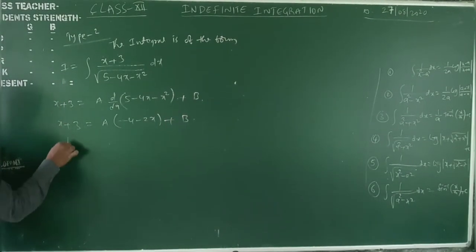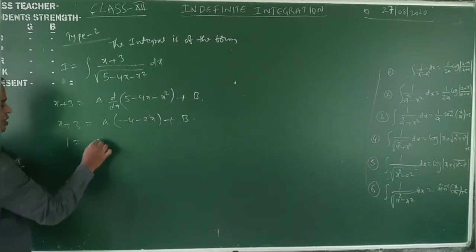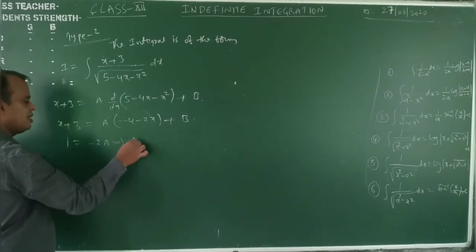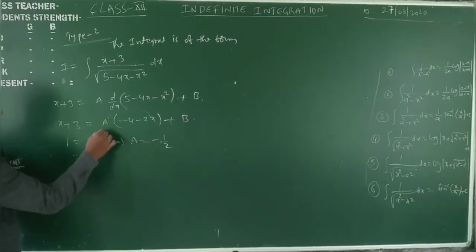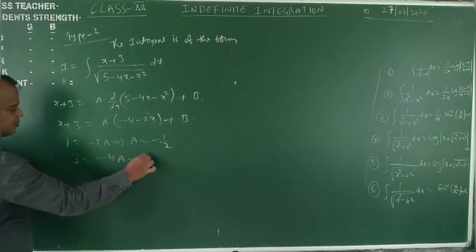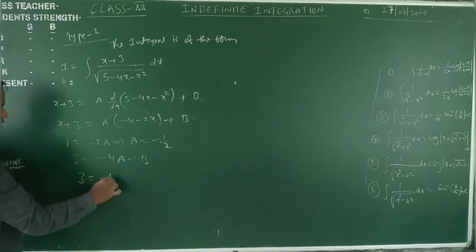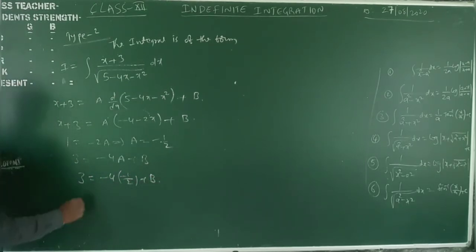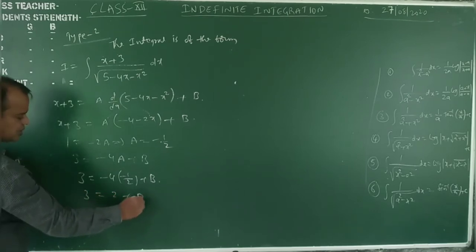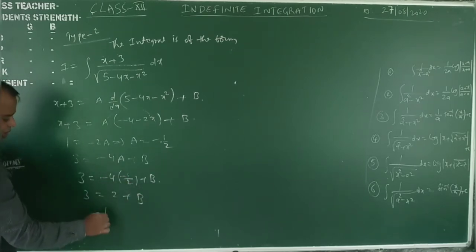X coefficient: here 1 is equal to minus 2a. That's why a value is equal to minus 1 by 2. Now constants: 3 is equal to minus 4a plus b. Now 3 is equal to minus 4 into a value minus 1 by 2, plus b. Okay, my dear students, 3 is equal to 2 plus b. Minus into minus plus, 4 by 2. B is equal to 1.